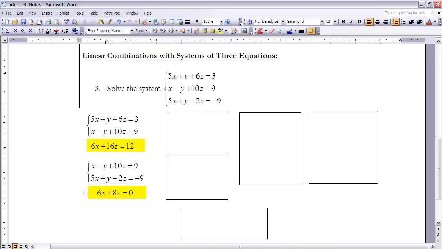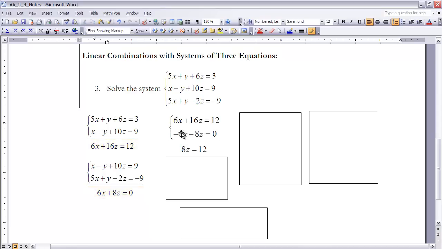So what I want to do is solve that system. So the next step that I'm doing is I'm going to solve the system involving x and z. So if I do that, okay, well, one was a positive 6x here, and so was this one. So if I multiply the bottom one through by negative 1, I get negative 6x minus 8z equals 0.